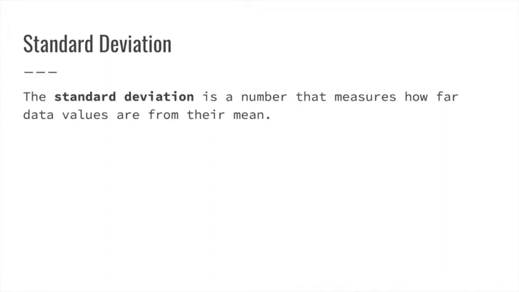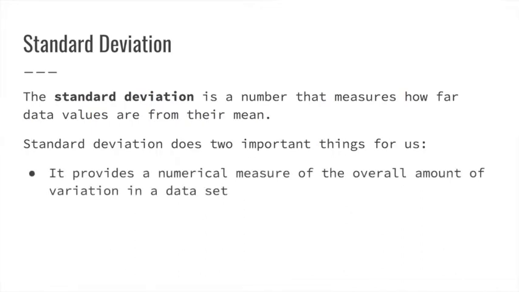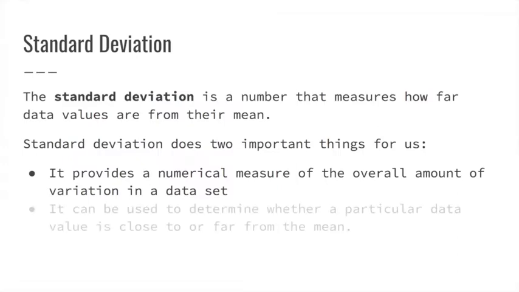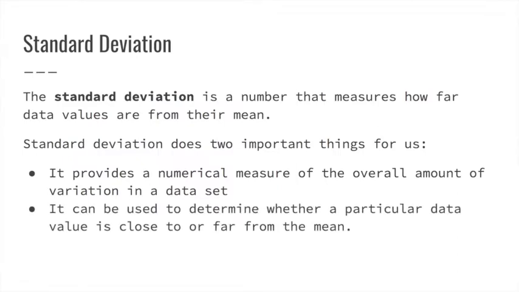The most important, most significant, most frequently used statistic for variation is the standard deviation. It's just a way that tells us how far the typical data value is from the mean. It does a couple of important things. It gives us an overall measure for the total amount of variation that's in a data set, but it can also be used to give us an idea on a particular data value to determine, is this value normal, or does this value seem to be kind of strange? The standard deviation is a way that we can make that determination.